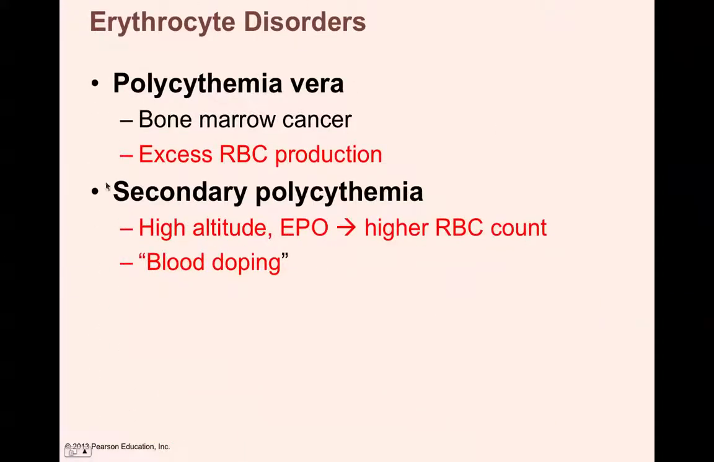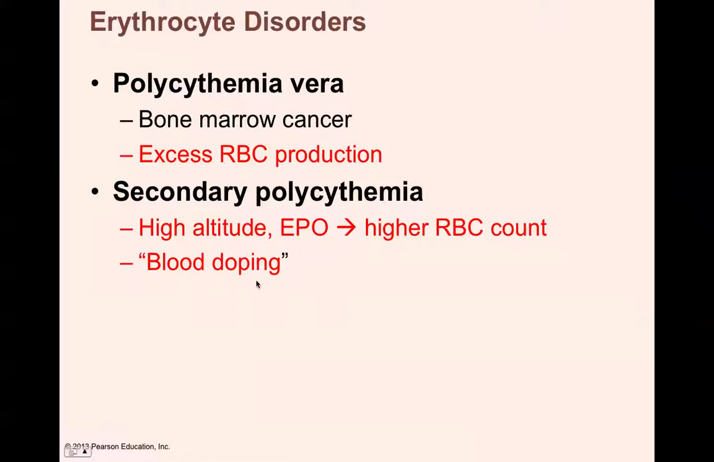Other kinds of erythrocyte disorders include polycythemia vera. This is caused by bone marrow cancer, and it's an excess red blood cell production. It's a type of bone marrow cancer, excuse me. There's also secondary polycythemia. This is when someone goes to high altitude, and their body will start to make a lot more erythropoietin, leading to a higher red blood cell count, or blood doping.